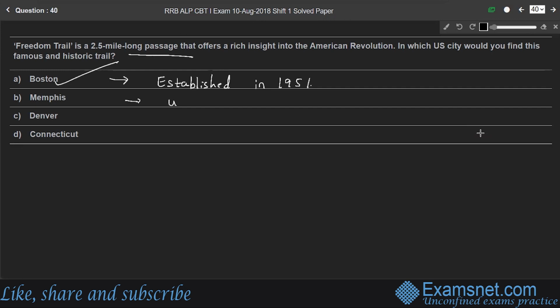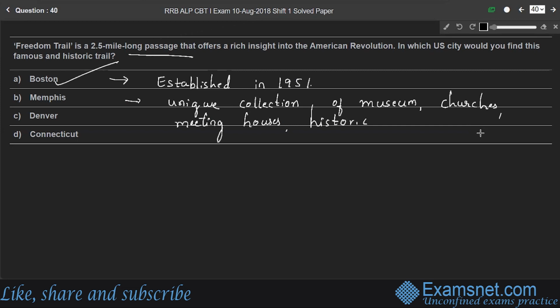It's a unique collection of museums, churches, meeting houses, historic markers, etc. Right? Historic markers that tell the story of the American Revolution and beyond, right? So for the given question, option A is the right answer.